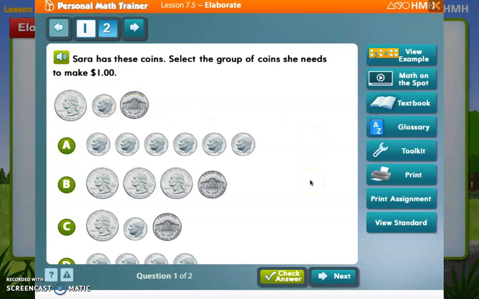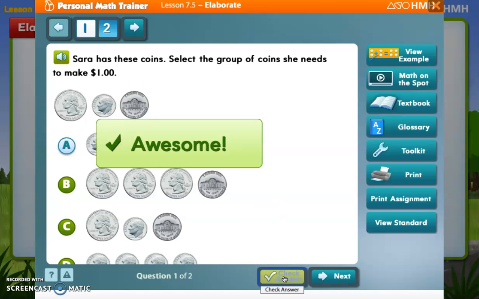So let's look at the first option. Okay, so I see 1, 2, 3, 4, 5, 6 dimes. If you remember, dimes are 10, so we're going to count by tens 6 times. So 10, 20, 30, 40, 50, and 60. So A is going to be our answer. Awesome! Nice job.